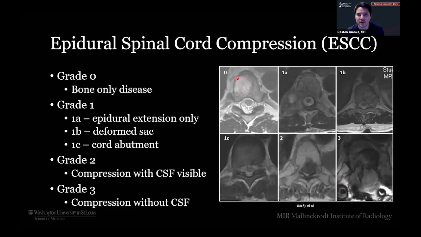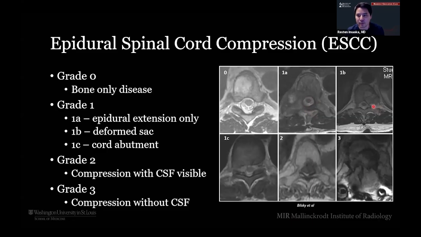So you got this lesion up here in the vertebral body. You can see the cortex is intact. There's no epidural disease at all here. Here on grade 1A, you can see that there is epidural disease. It may be a little bit hard to see, but here along the right pedicle, there's a little bit of intermediate signal that has some epidural disease, but you can see that the sac itself is completely normal. Still looks like a normal donut there.